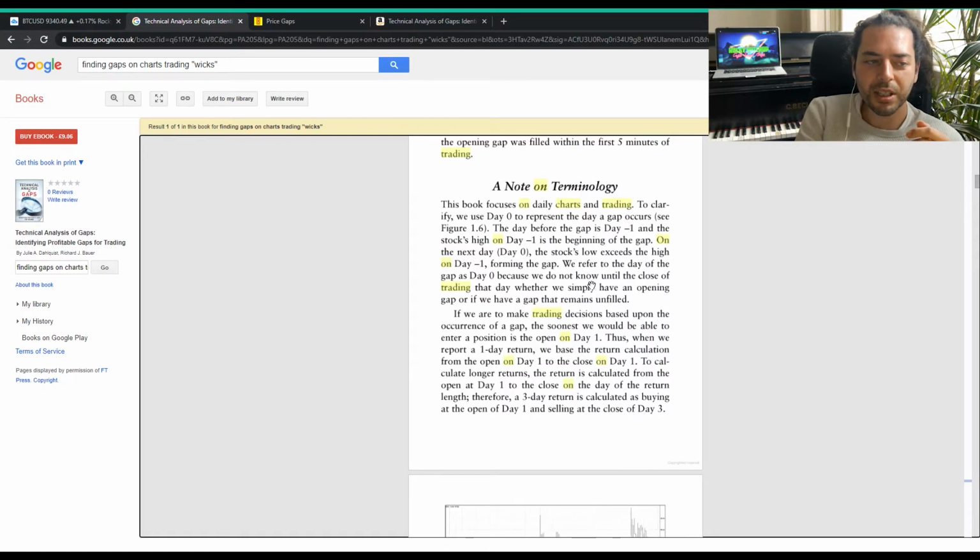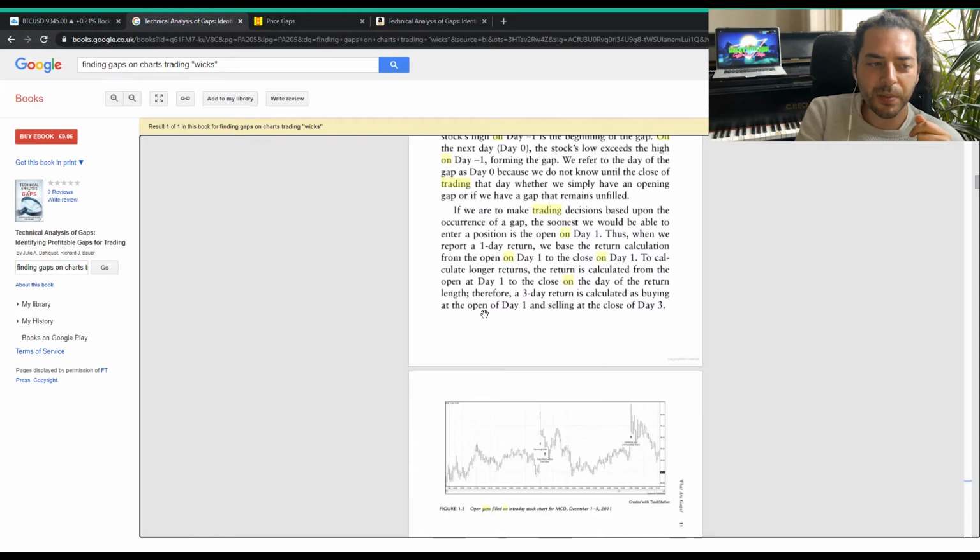Notes on the terminology, looking at daily charts mostly. Hey, that's not unusual for this channel. And we look at things like the gap, because we refer to the day gap as day zero, because we do not know until the close of the trading day whether we simply have an opening gap or if we have a gap that remains unfilled.